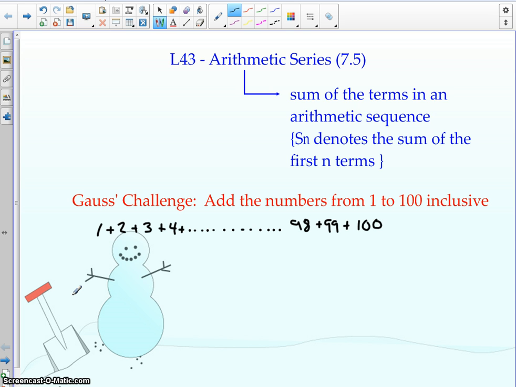So basically, if you take an arithmetic sequence, one of the ones we've been looking at already, and we add the first n terms, we choose what n is, so n could be 20, we could say we add the first 20 terms, that would be an arithmetic series. So basically we take a certain number of terms, add them all together, and that would be an arithmetic series.